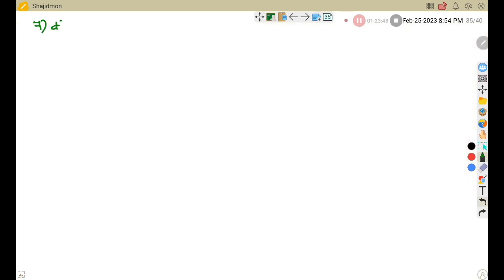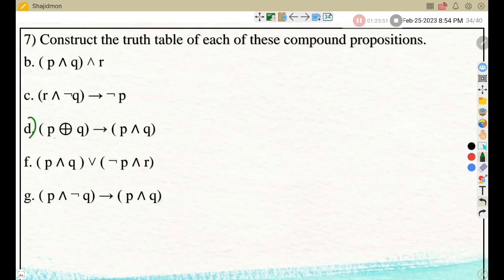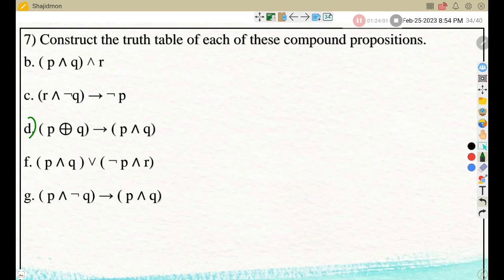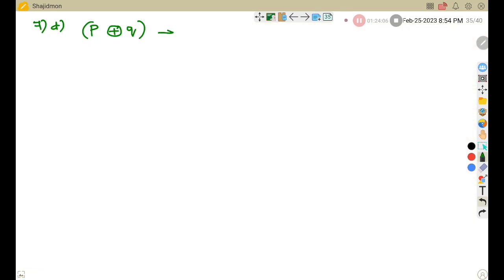Question number 7D, the truth table. That means P XOR operation Q implies P and Q here, correct? So we will do this question. First we can check how many variables are there. Variables: P and Q only, 2 variables.